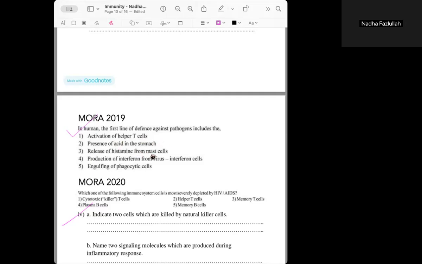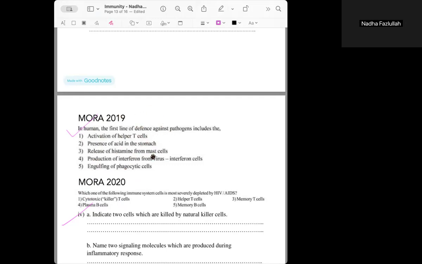Presence of acid in stomach. Yes, the acid will be destroying bacteria. It will be destroying many bacteria and bacterial toxins. Bacterial toxins which are ingested with the food will be destroyed by the acidic environment which is provided by the gastric juice.